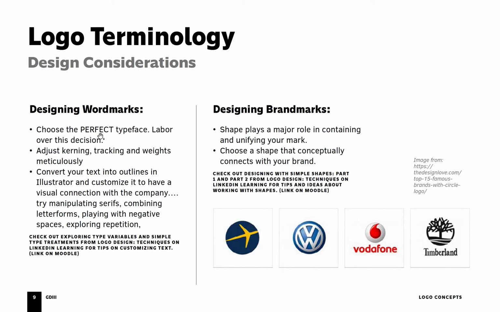Some great ways to create a word mark is start with the perfect typeface and just adjust it a little bit. So really paying attention to kerning, which again is the space between just two pairs of letters, but also tracking and weights, combining maybe bold and light weights or something like that, or maybe even just popping part of a word or certain letters could be an interesting way to develop a word mark.